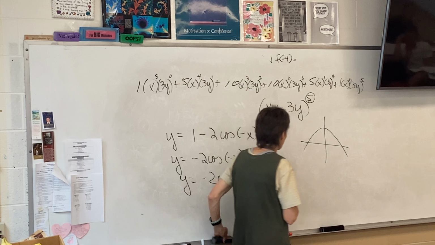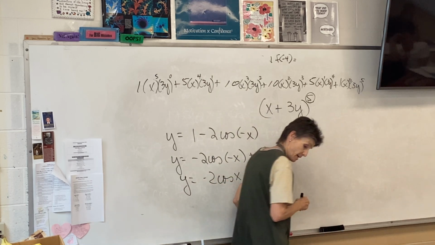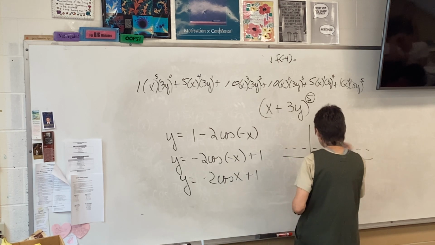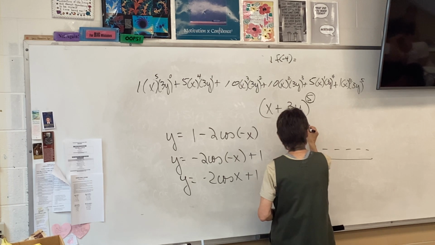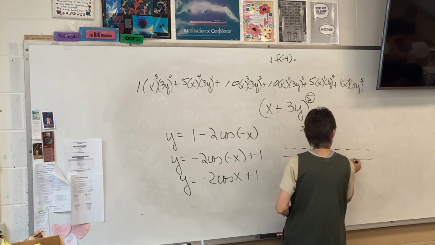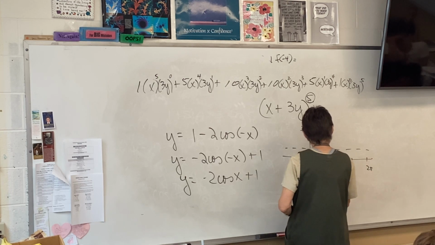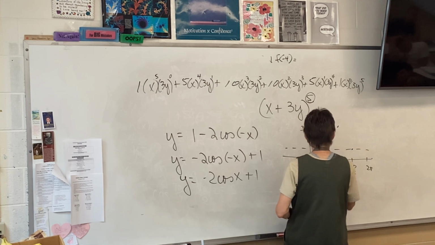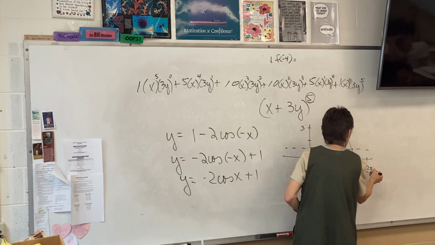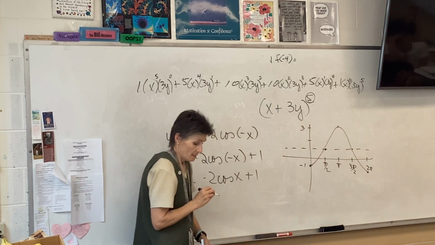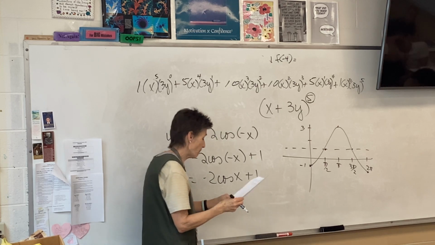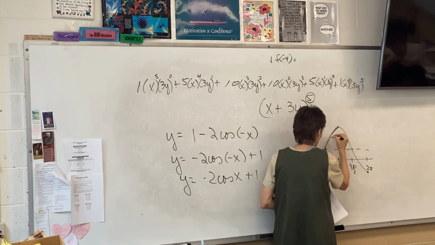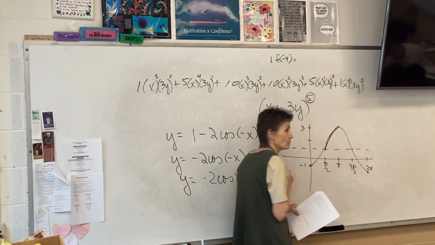All right, so now I'm going to graph that thing real quick. I'm going to look at the whole thing and narrow it in on the section I want. So here's my midline. Amplitude is 2, and it's negative. So I'm going to start down here. There's my cosine curve. Now, I want to know from pi over 2 to pi. So this part of the graph right here.